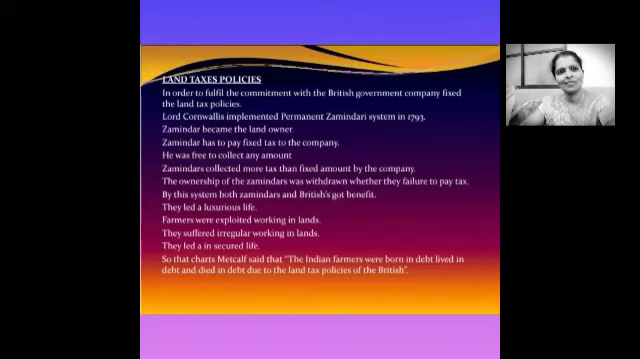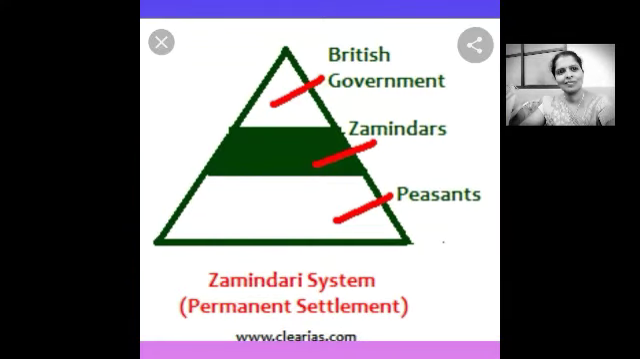They suffered irregular working in lands. They led an insecure life, so that Charles Metcalfe said that the Indian farmers were born in debt, lived in debt, and died in debt due to the land tax policies of the British.